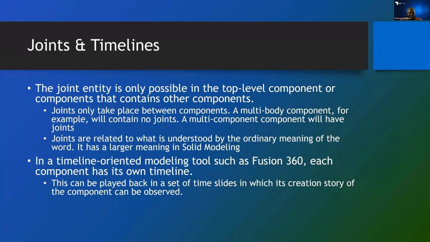In a timeline-oriented modeling tool such as Fusion 360, each component is imbued with its own timeline. These timelines are like a set of slides that show the creation history of that component. So you can actually play back these slides to show you how the component was created, from the beginning of the creation to where you are presently at.